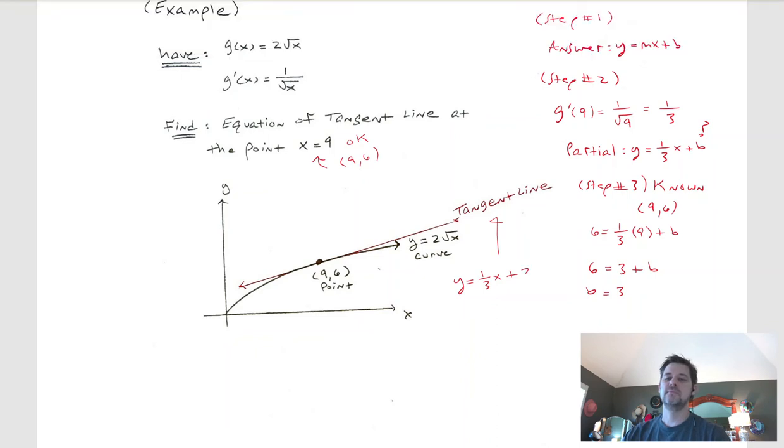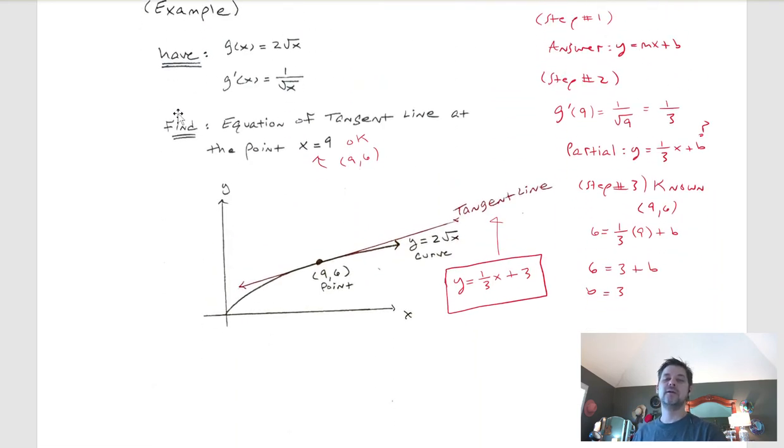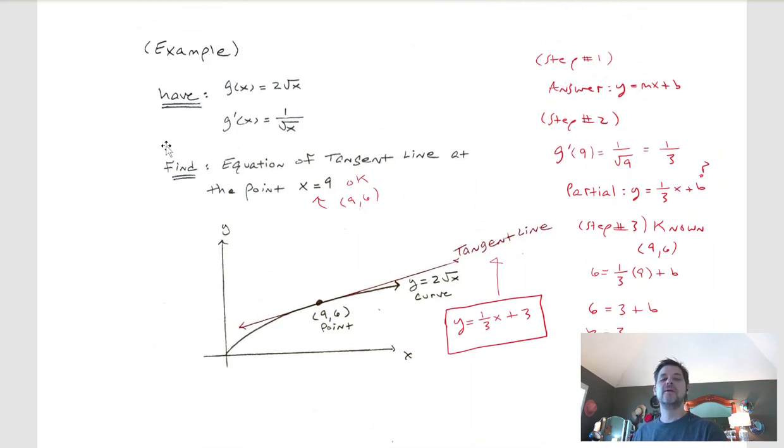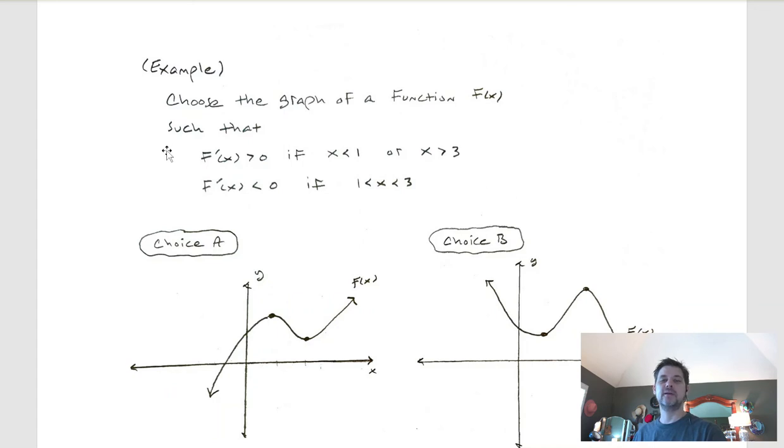Plus 3. Okay. So that's how we can find the equation of the tangent line. I won't include, at least now, any applications of this in the assignment, but for now, this is how we'll find it. And if we use it later for something, at least we know how to find it.